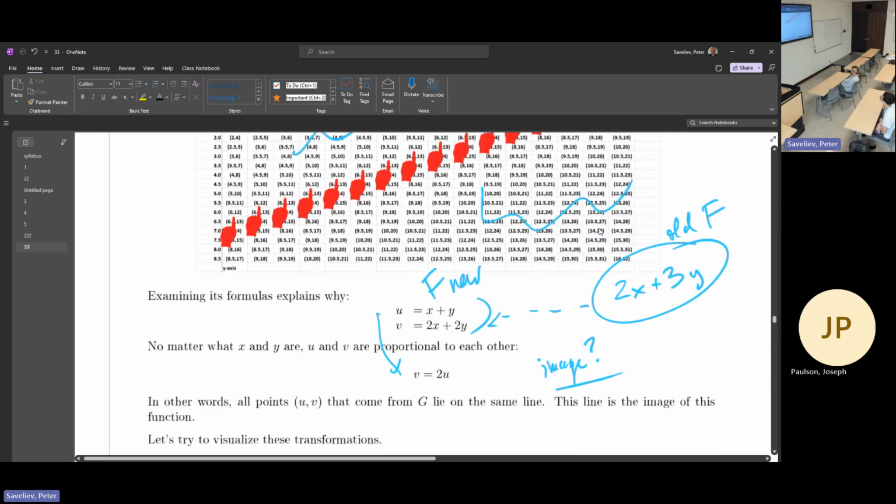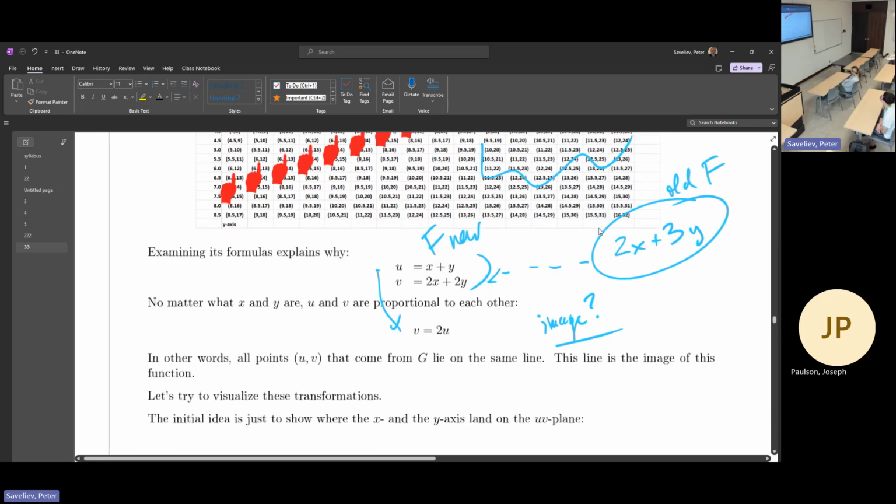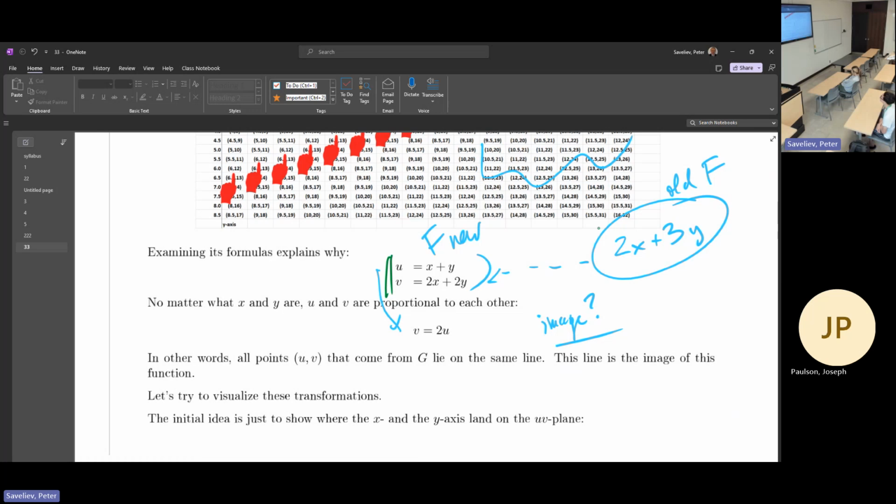And the question is, how can we predict that this is the case? Because u and v, and once again, the price of the Kenyan coffee is the same as the one of Colombian coffee, in which case, how can we predict without plotting anything that there are going to be infinitely many solutions? The answer is right here. The u and v are actually proportional to each other. v is equal to 2u.